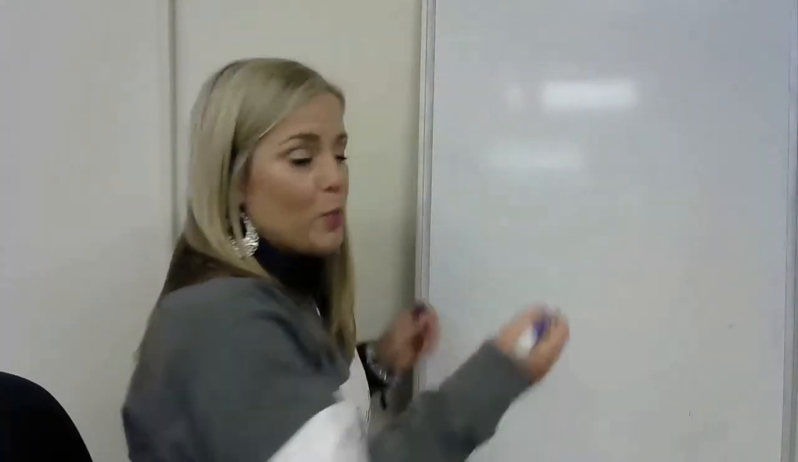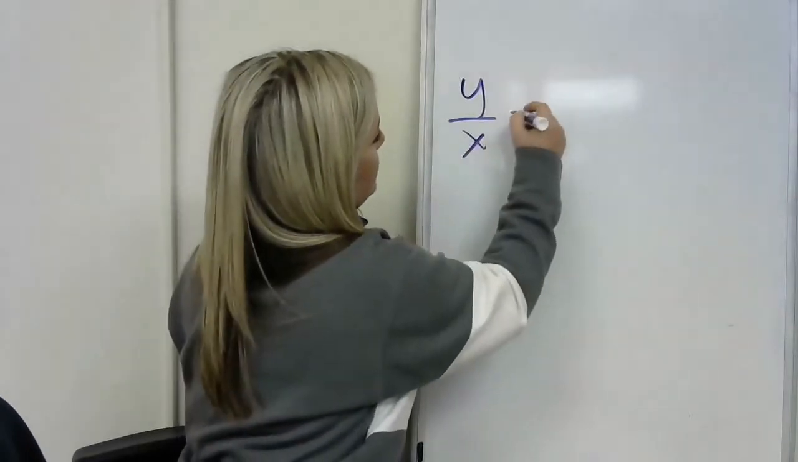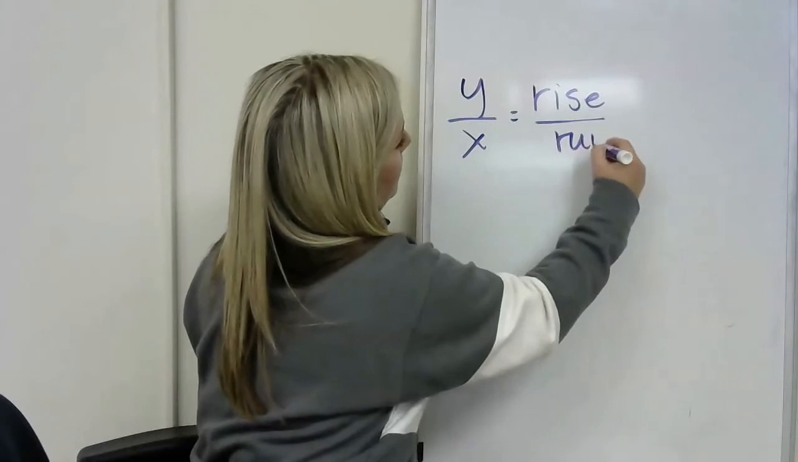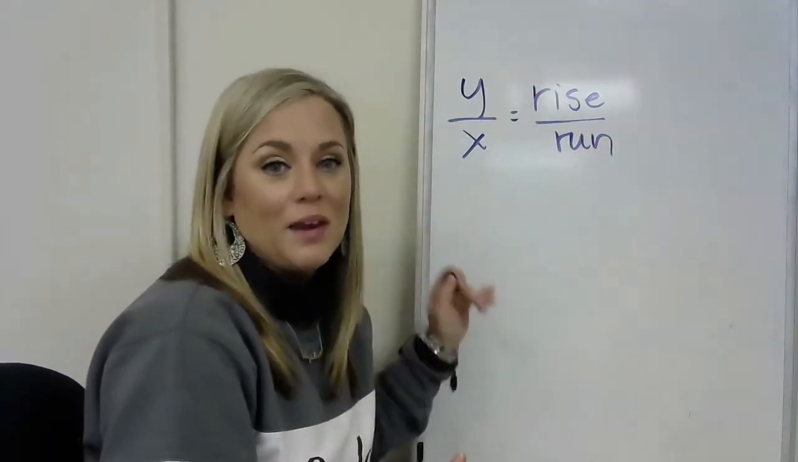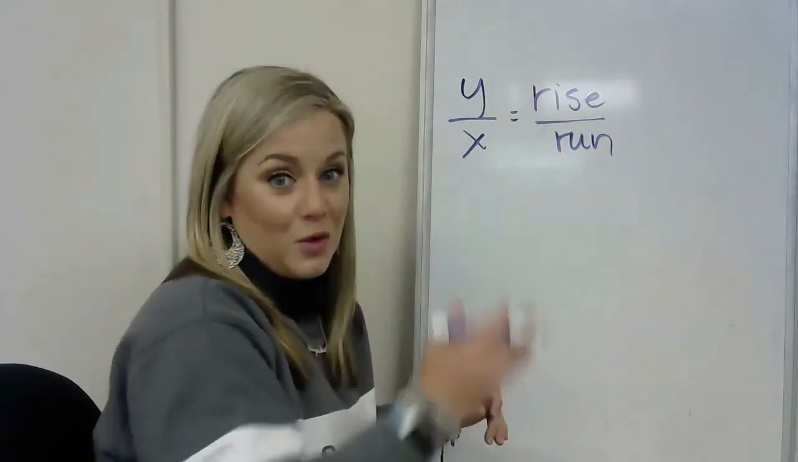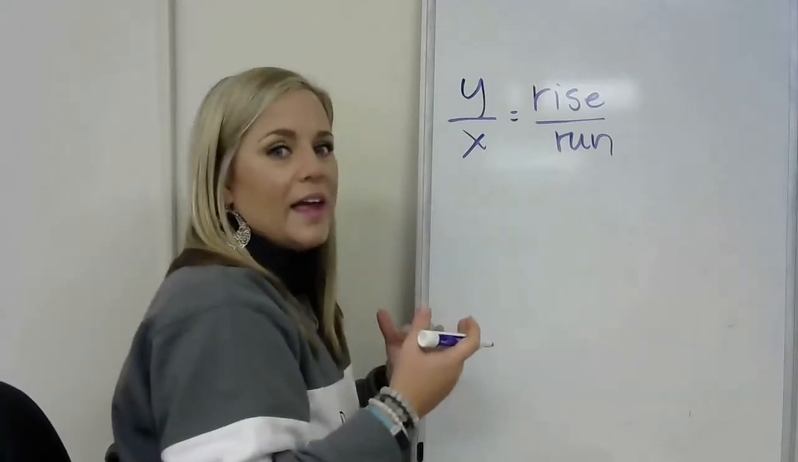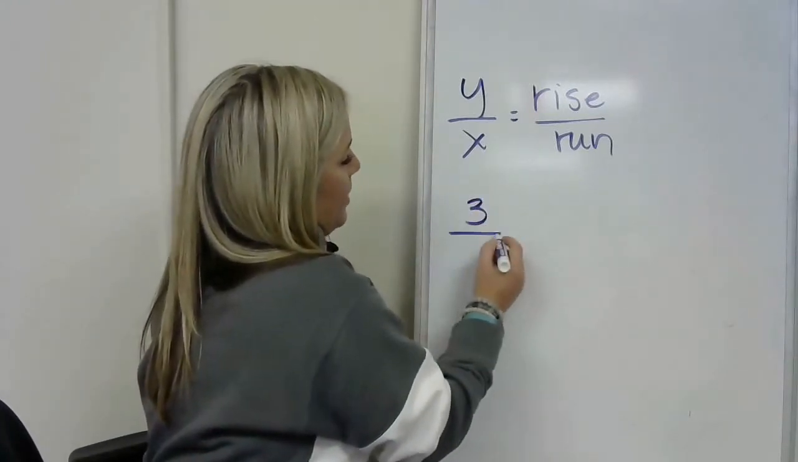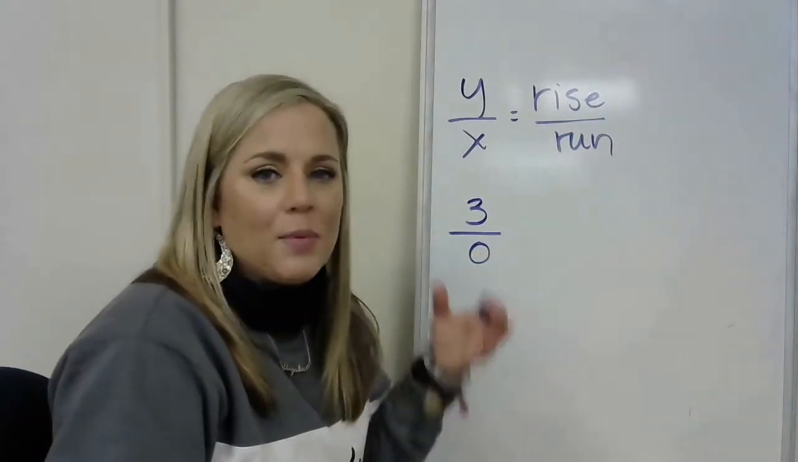All right, guys. So we know that slope is y over x, right? It is the rise over the run. Y is on top and x is on bottom. It's going up or down, then left, right. Okay, so what happens when your y is 3, but your x is 0? What happens to this slope?